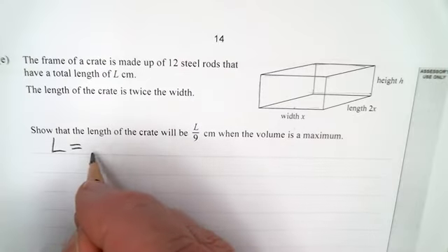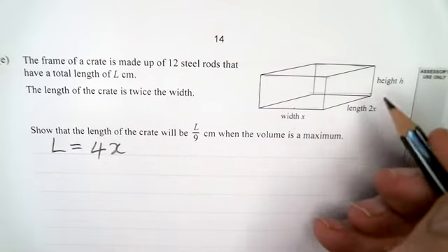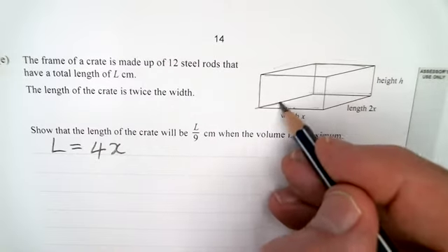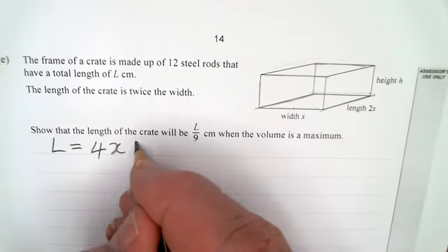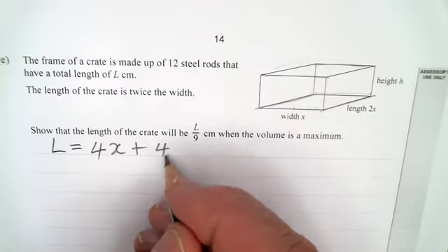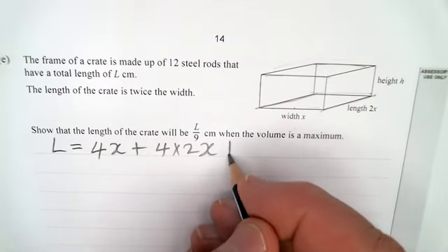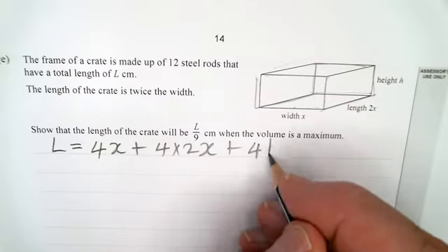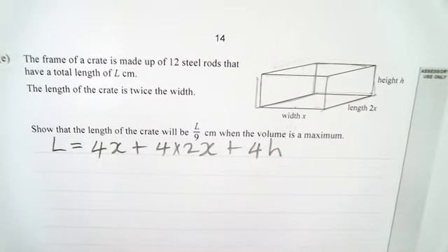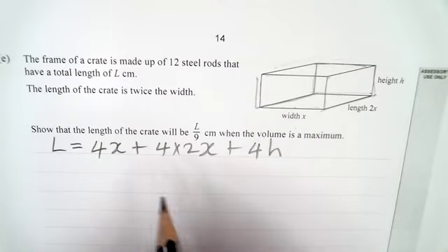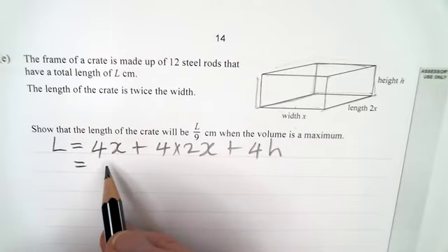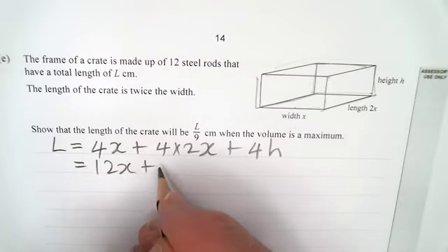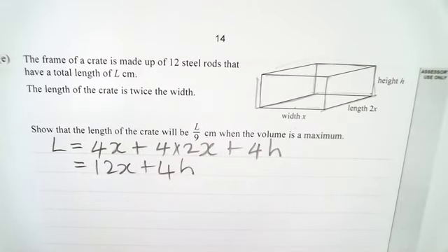It's going to have 4 lots of X. Then here we've got 2 X's. We've got a 2X and a 2X and a 2X and a 2X. So plus 4 lots of 2X, plus we've got height 1, 2, 3, and 4, plus 4 lots of height. We don't know what height is or what X is either, so let's put this together. So we've got 4x, and that's going to be 8x, it's going to be 12x plus 4h. So that's all well and good.